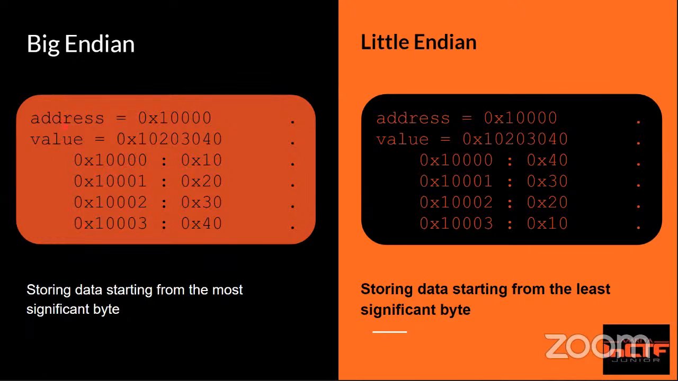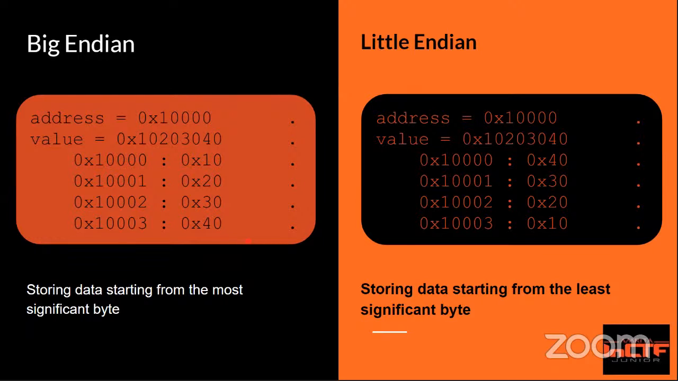Let's say we have an address in the memory system, let's say 0x1000, 0x1001, and so on. And you also have to store a particular value, which is 0x10203040. How do we exactly store this? In case of big endian, we store the highest value first. The first byte of the binary representation of the multi-byte data type is stored first. So here, the first byte, 0x10, is stored in the first memory block, then 0x20 is stored, 0x30 is stored, and 0x40 is stored.